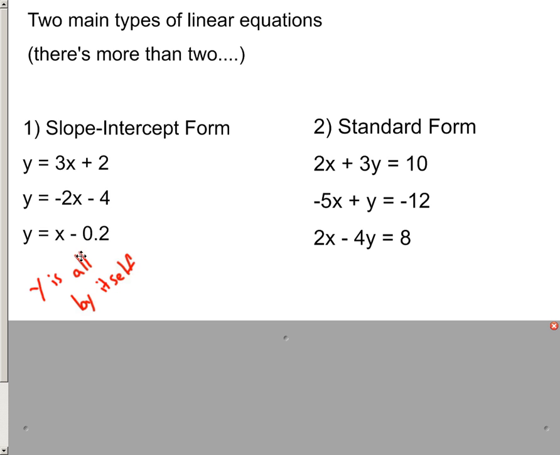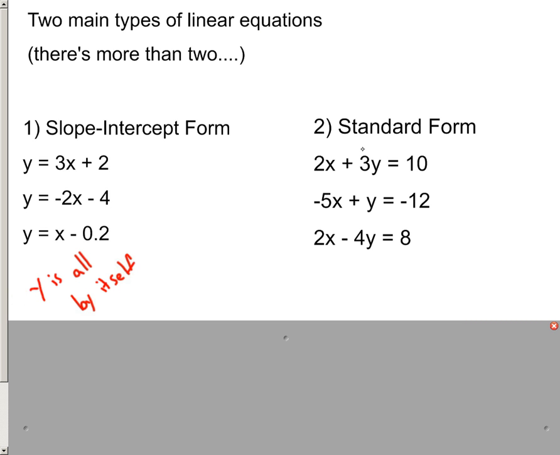So we don't really care what the numbers are, the coefficients, but what we do care about is the y is all by itself, and then usually the x term is immediately after that. But the big thing is, if you can remember this one, that'll let you be able to identify the slope-intercept form most of the time.